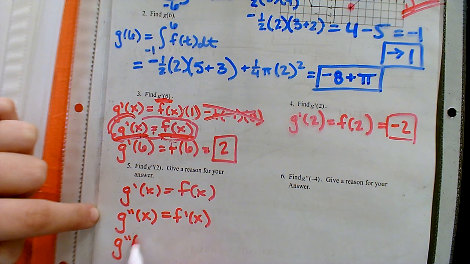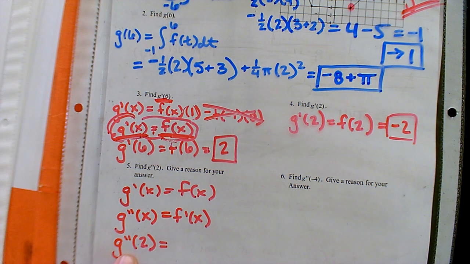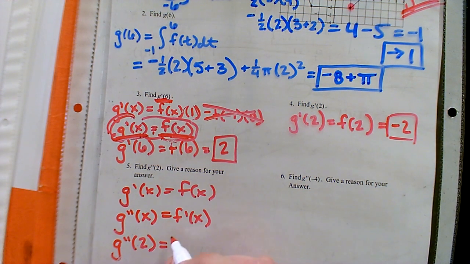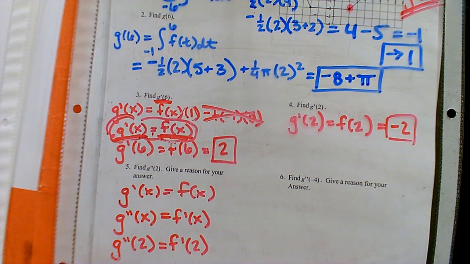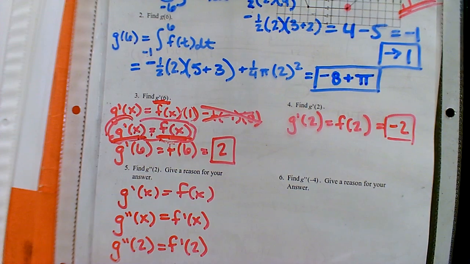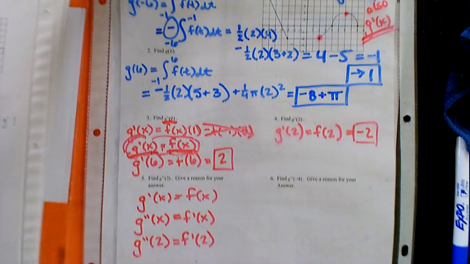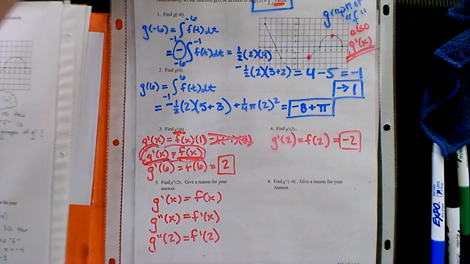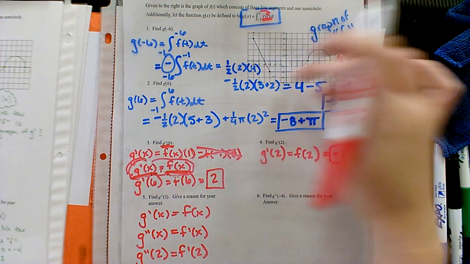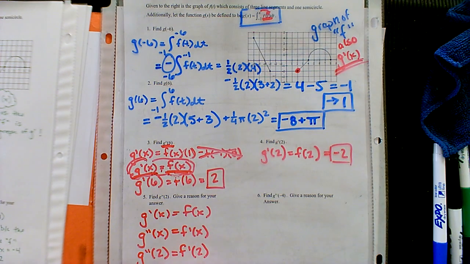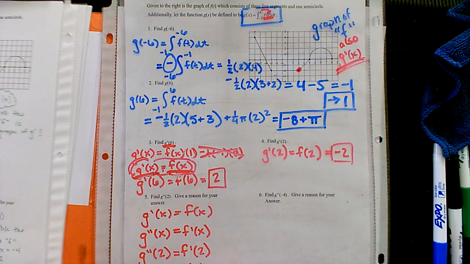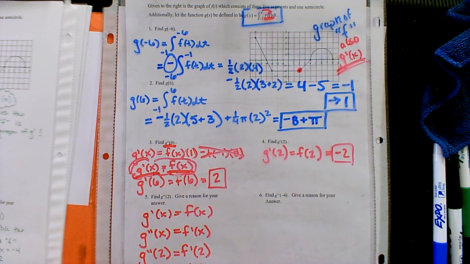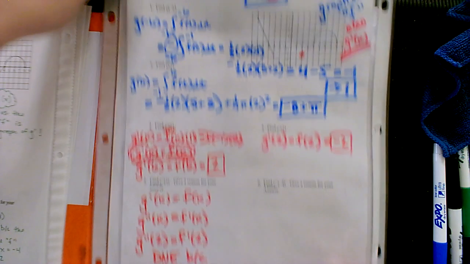So if I want to plug in 2 into this g double prime, notice how that would involve plugging in 2 into f prime. Can we use the graph to help us figure out f prime of 2? Why? That's good. Perfect. Does not exist because f of 2 is a sharp point. Nice.